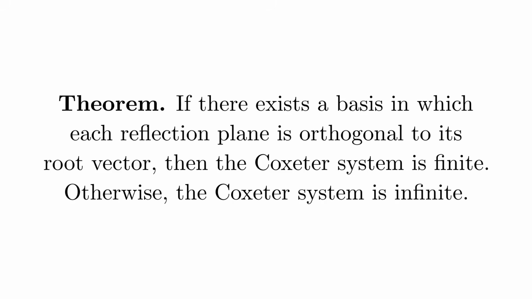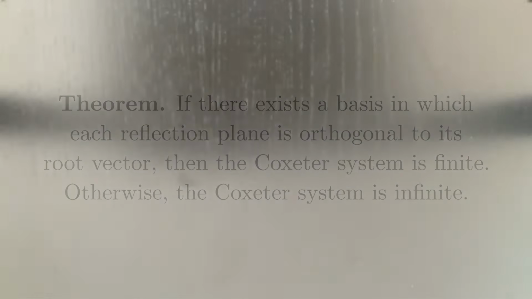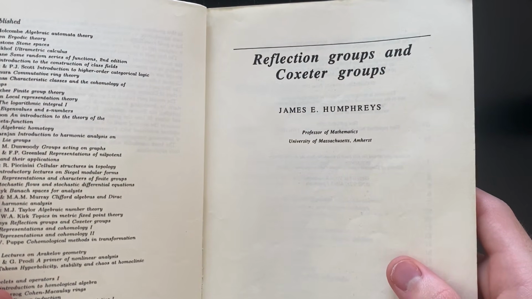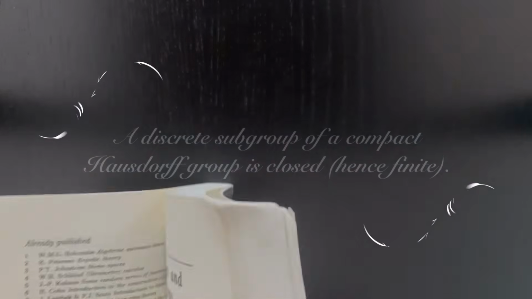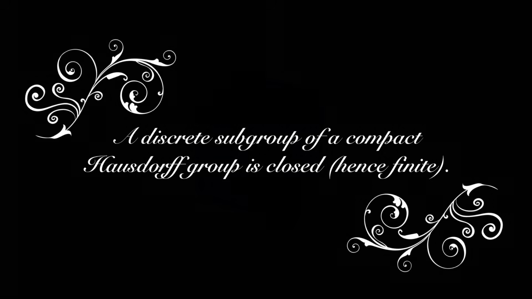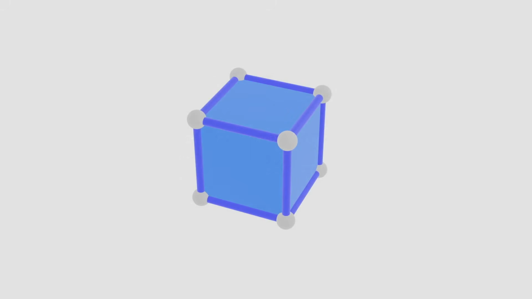Isn't that amazing? I mean, proving it is not so amazing. In the textbook Reflection Groups and Coxeter Groups I mentioned earlier, Humphreys essentially shoves everything into the study of topological groups. I quote, "A discrete subgroup of a compact Hausdorff group is closed, hence finite." Okay then. That's certainly interesting in its own right, but I don't want to focus on that. What I want to focus on is this intuitive idea that a Coxeter system is finite if and only if it is represented by orthogonal reflections, as opposed to general reflections, which might include a shear transformation.